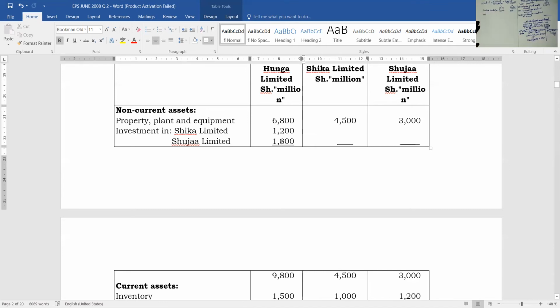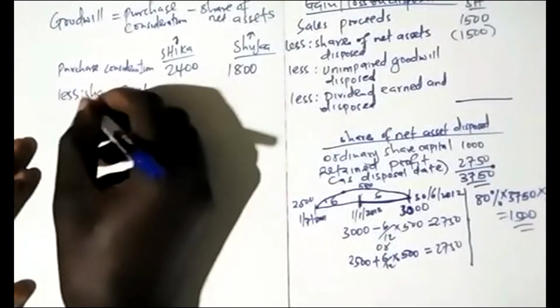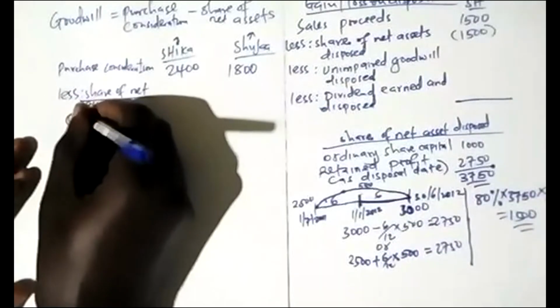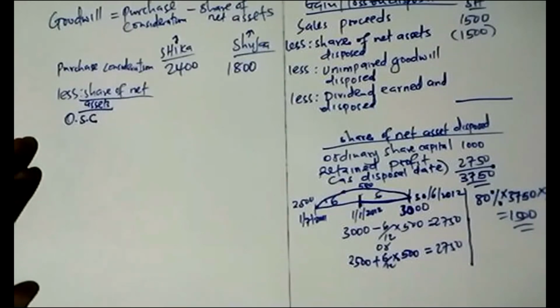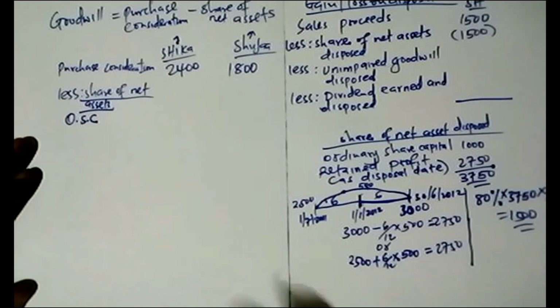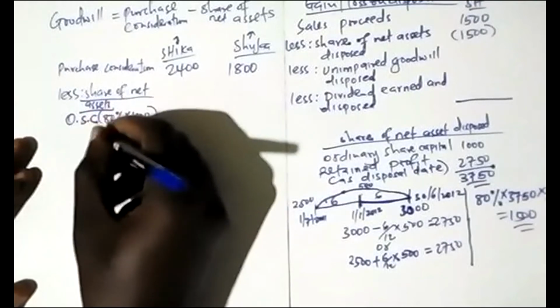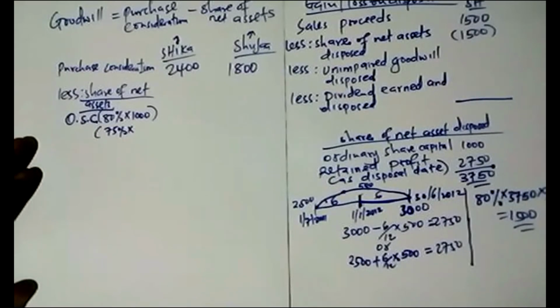Then we have to raise the share of net assets. For the share of net assets, we have an ordinary share capital, which I will write in abbreviation. For Shika, I remember it was 1,000. That one you check from the statement of financial position. So you take 80% times 1,000. That is for Shika. For Shuja, it was 75% of what? So let's check.